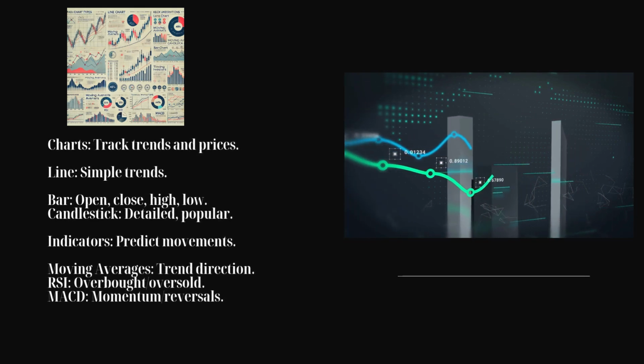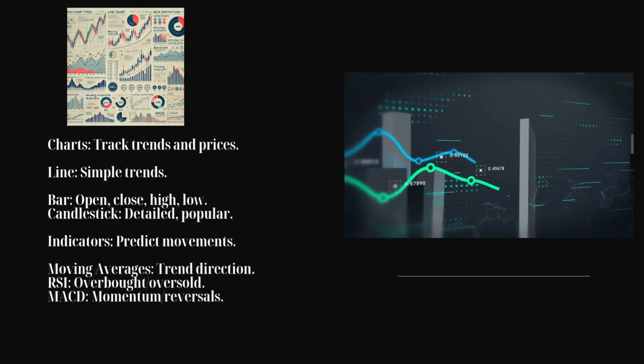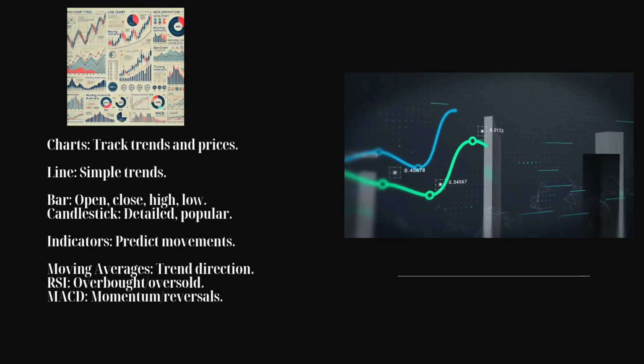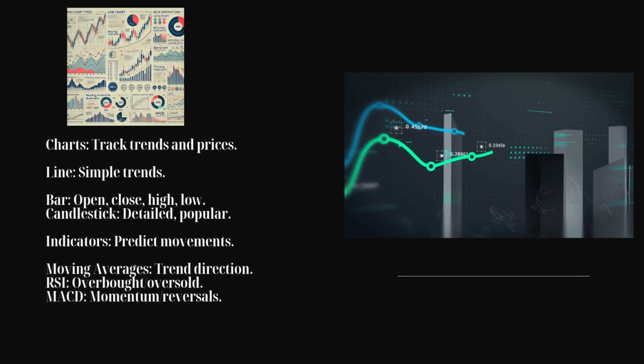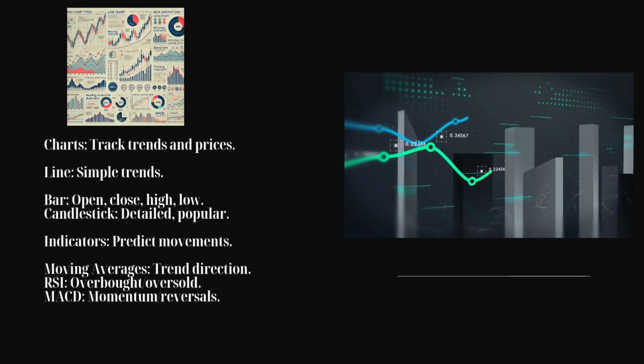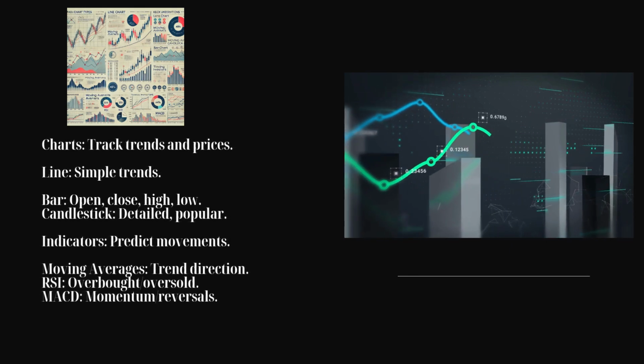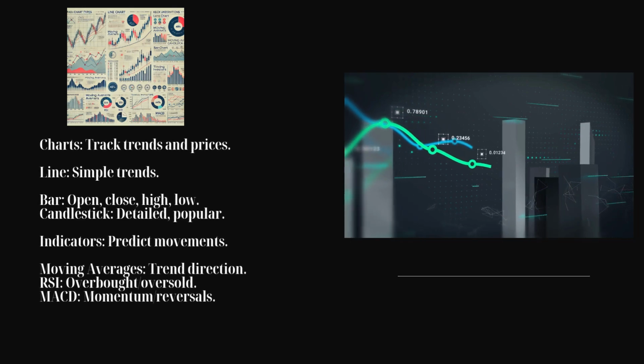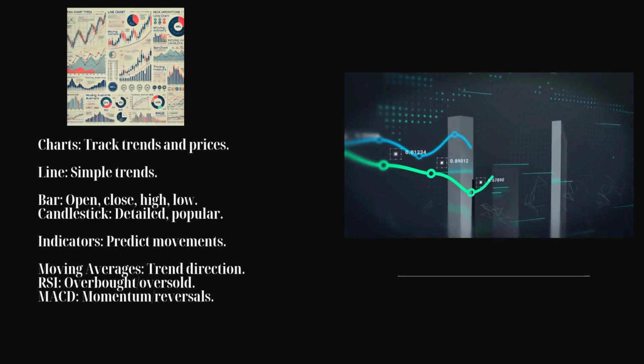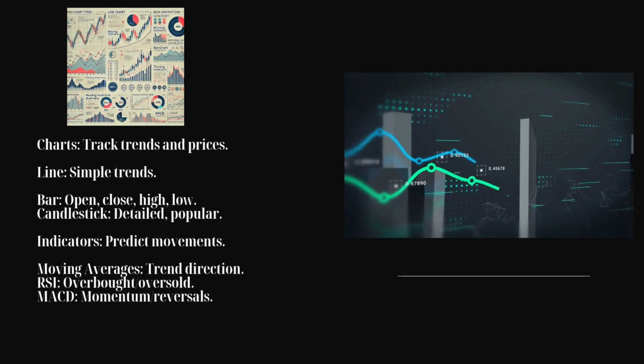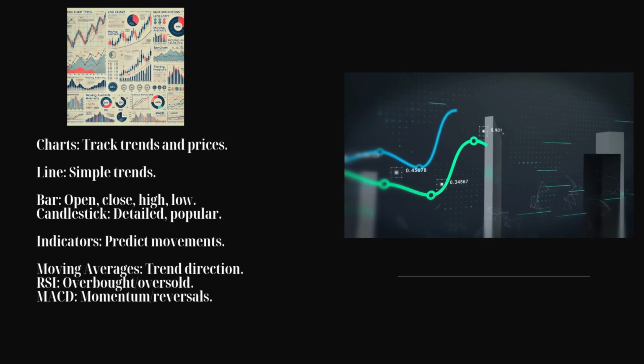Technical indicators. Moving averages help identify the direction of a trend over time. RSI, relative strength index, indicates overbought or oversold market conditions. MACD, moving average convergence divergence, helps spot momentum and trend reversals. These tools allow traders to predict market movements and plan their trades effectively.